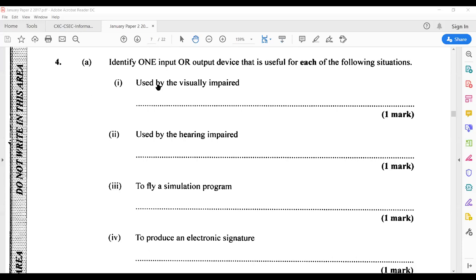Right, you could think about this as a game, right? When playing a game or a simulation program, you'll probably want to use a joystick for this. And that'll be like an input device. All right. How about to produce an electronic signature?